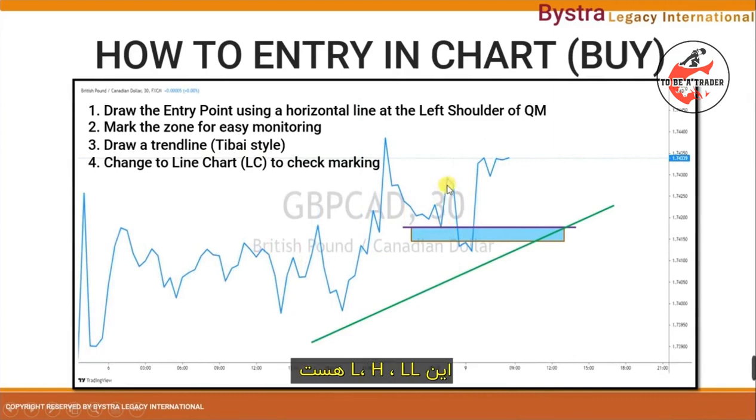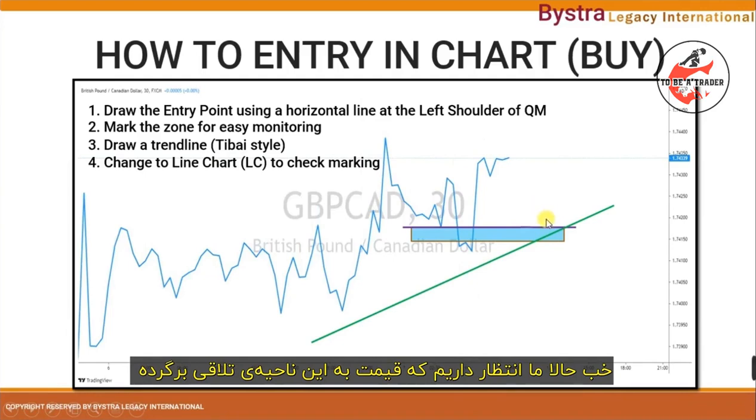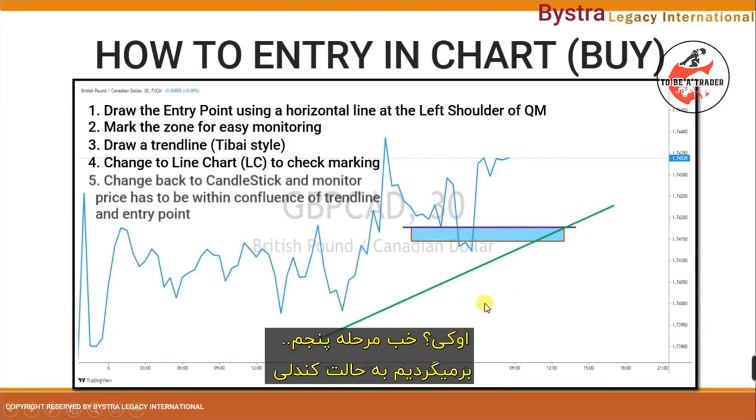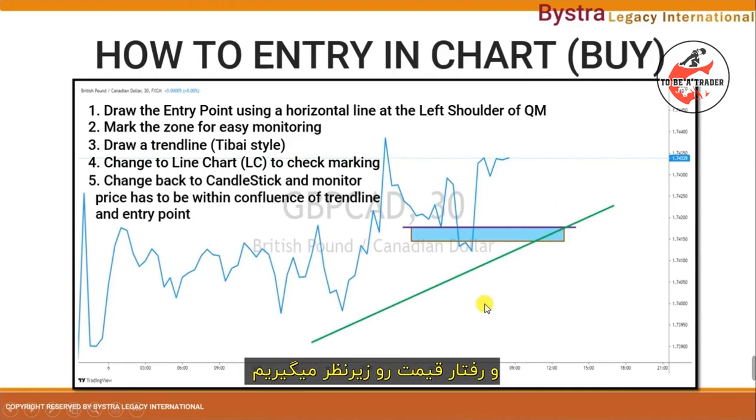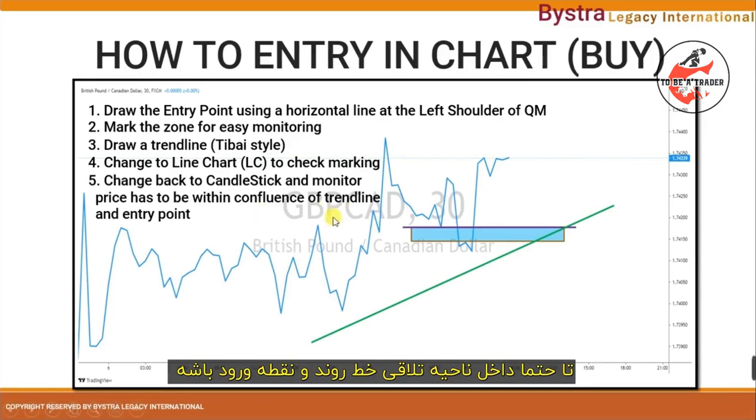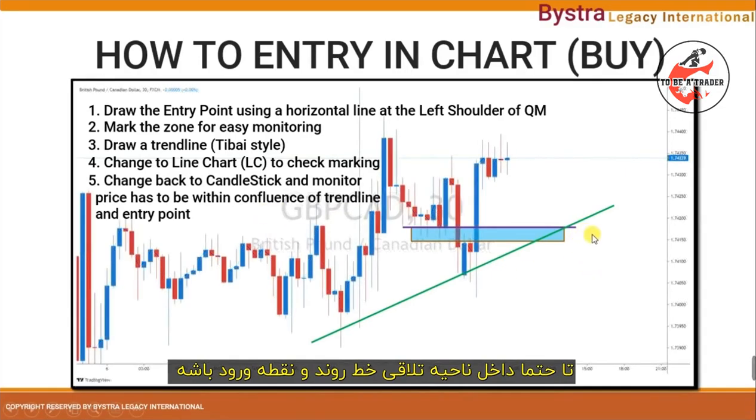So this is the lower high, lower low. And now we anticipate that price will come back within this confluence area and not after this trend line area here or any further. Okay, so fifth, we change back to candlestick and monitor the price. Like I said earlier, we have to monitor that the price has to be within the confluence of the trend line and the entry point.